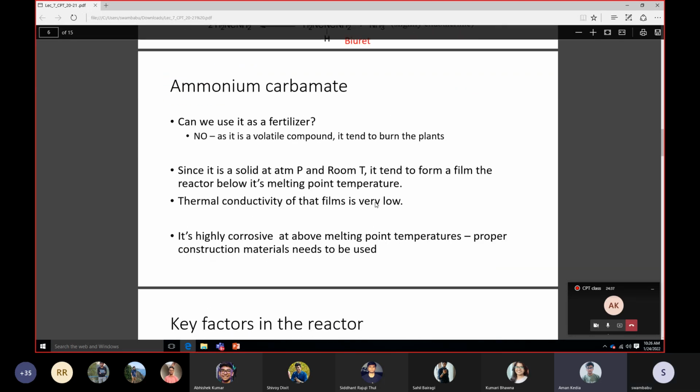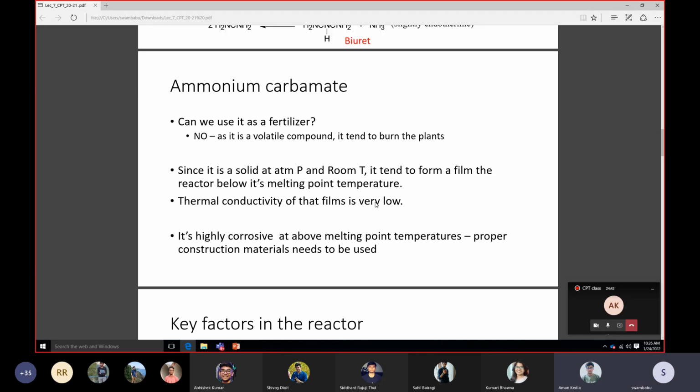Before this, the question comes: can we use ammonium carbonate as a fertilizer? The answer is no. Why? It is a volatile component and it releases heat. If you put ammonium carbonate on plants as a fertilizer, rather than being utilized, it will burn the plants, because it is highly volatile and dissociates into ammonia and CO2, releasing heat. That heat basically burns the plants. So that's why ammonium carbonate cannot be used. What are the other problems with ammonium carbonate?